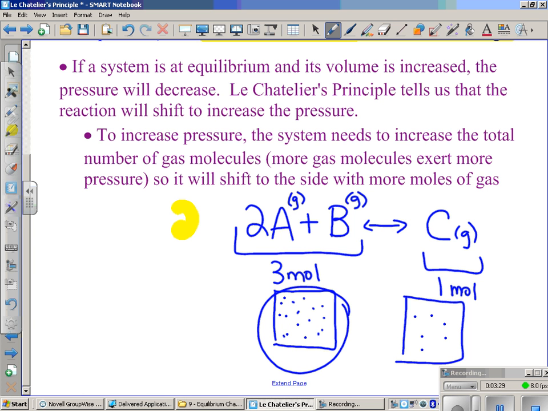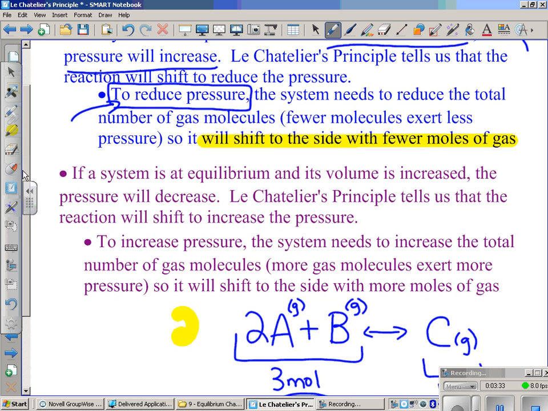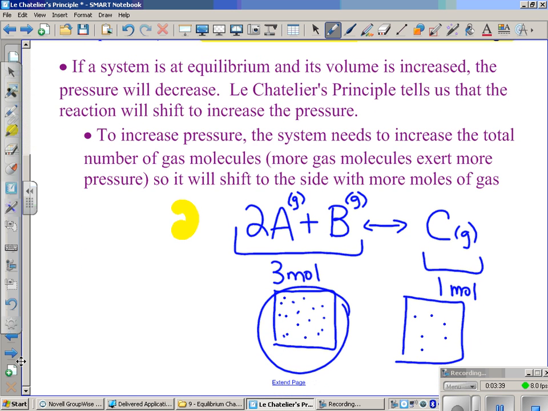So if we were in this scenario that we were just talking about, but with this specific equation, to reduce the pressure, we need to shift to the side with fewer moles of gas. So what it's going to do is take these 2 A's and B's and shift to the right to make more C. Because the C, although it's a bigger particle, isn't as many particles, because the particle is comprised of all those atoms, and now it's going to make less pressure, and it's going to help bring that pressure back down.